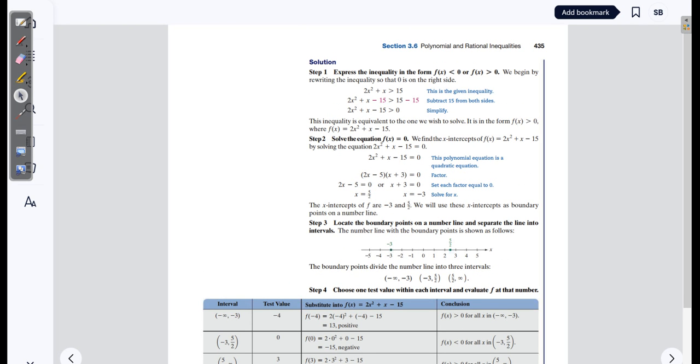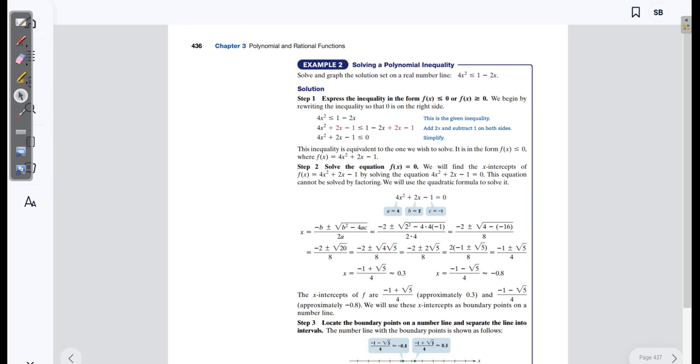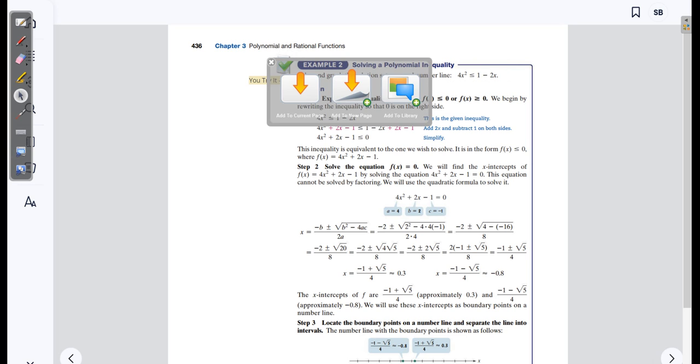Okay, so it's not moving. Okay, so example 2 there. Oh no. Okay, so new page.